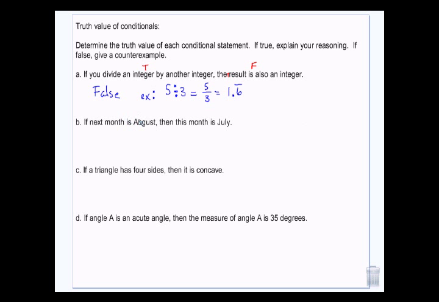Okay. If next month is August, then this month is July. Now we'll pretend that this is true. Next month is August. Does that make this true? Okay. So then the whole thing is true. Okay. If a triangle has 4 sides, yeah, that's false. So we don't care about the rest of it. If the hypothesis is false, the whole thing is true.